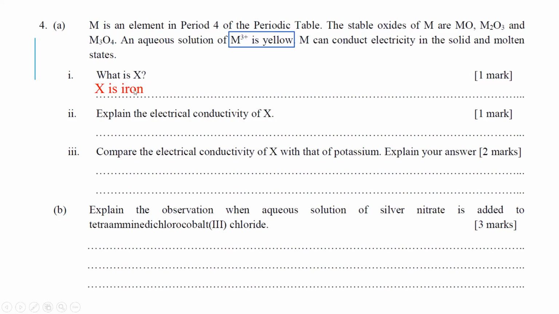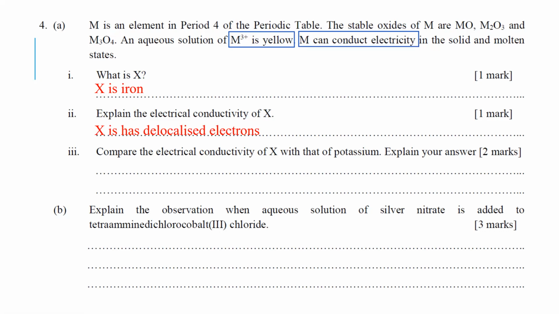So explain the conductivity of X. It's supposed to be M, I accidentally put X. Explain the electrical conductivity of X. The question already says that M is a conductor, so of course you don't have to say that M can conduct electricity. You have to explain from the angle of how X conducts electricity. X conducts electricity through delocalized electrons. So that is for number 2.